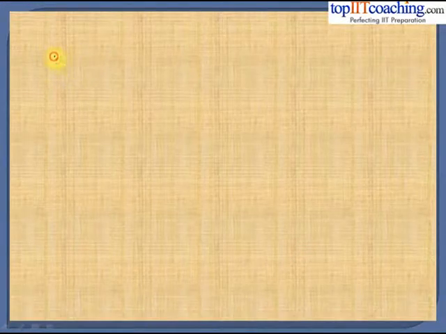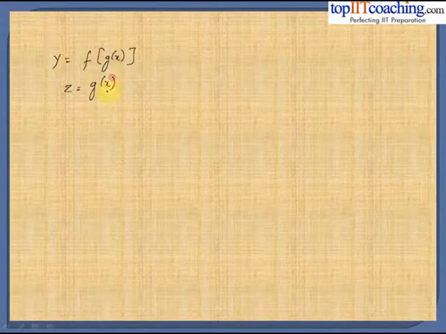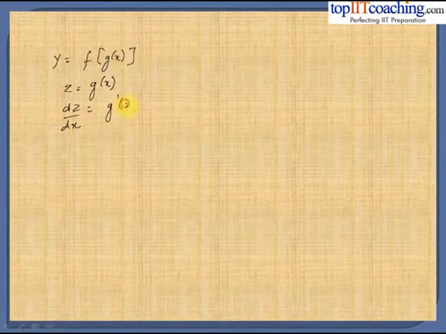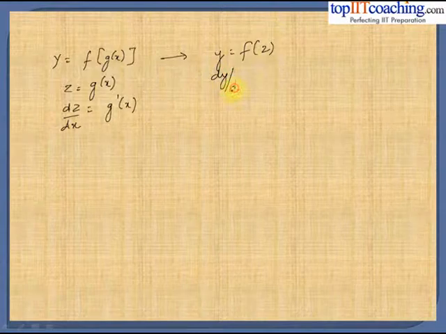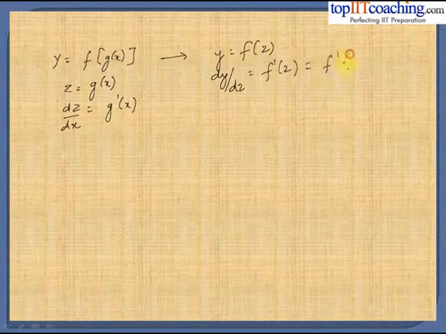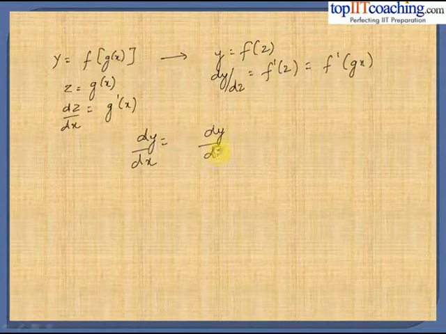Let us say that y is equal to f of g of x. Let z be equal to g of x. Then dz by dx would be equal to g dash x. And this would be y equal to f of z. Now dy by dz would be equal to f dash z, and that is equal to f dash of g(x). Now dy by dx would be equal to dy by dz multiplied by dz by dx.